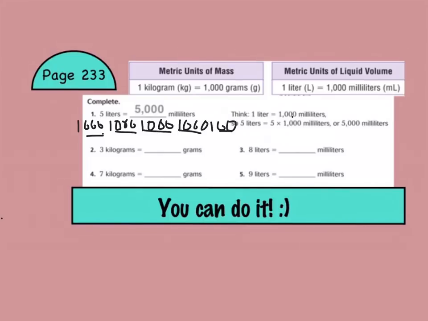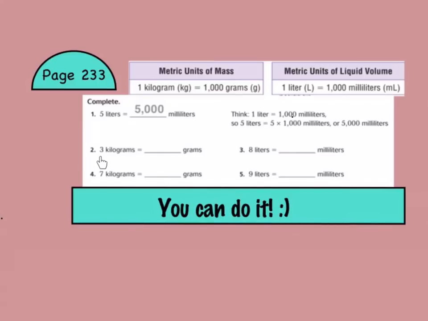So now I'm going to go ahead and count this. 1,000. So I'm going to count 1, 2, 3, 4, and 5. So I know that 5 liters is equal to 5,000 milliliters. And now we're going to move on to number 2, everybody.